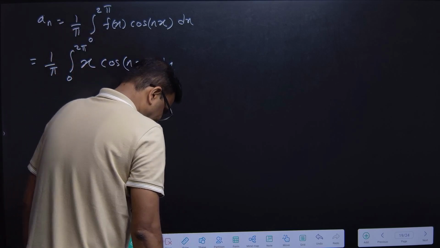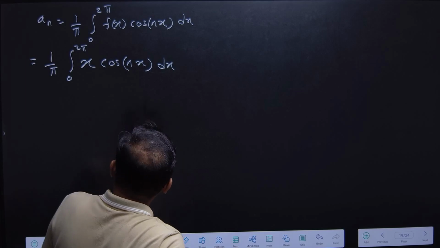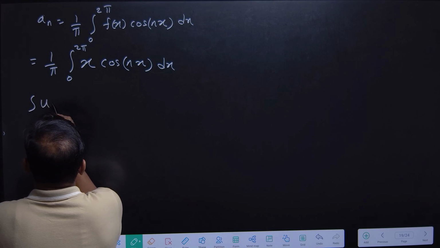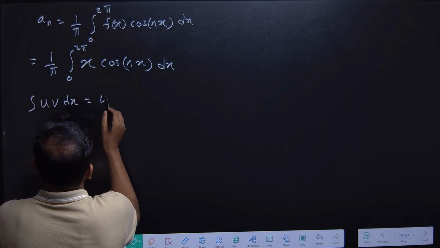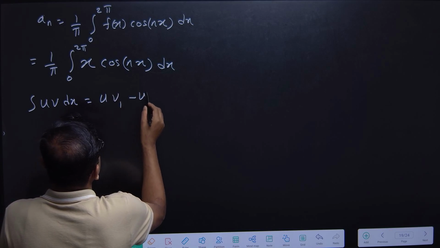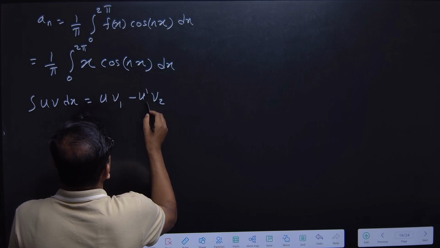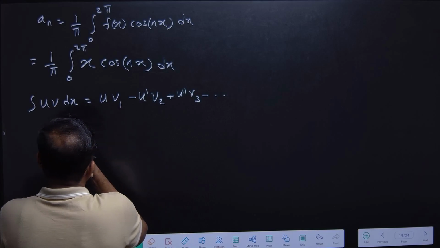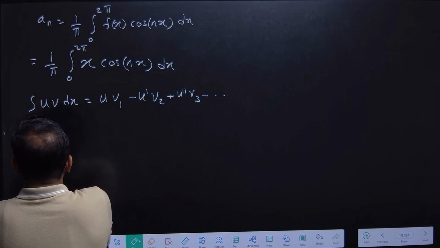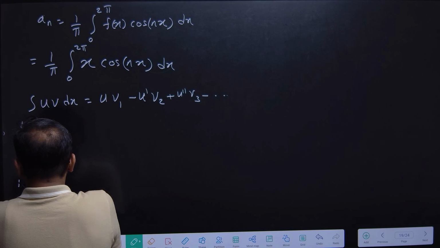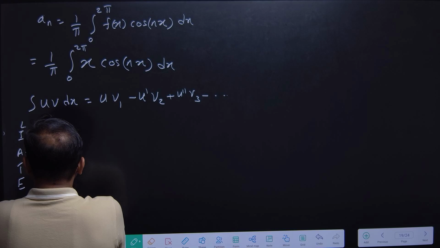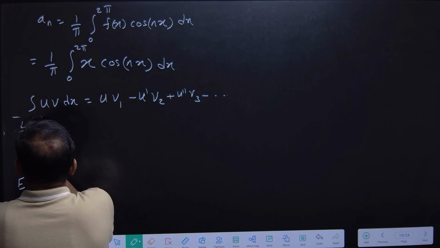Now to solve this integration, we'll use the shortcut formula of integration by parts. So we know that integration uv dx can be written as u into v1 minus u dash into v2 plus u double dash into v3 minus dot dot dot. Remember, according to the rule of ILATE, this x we know is the algebraic term, it will come first, and cos nx is a trigonometric term, it will come after the algebraic term.